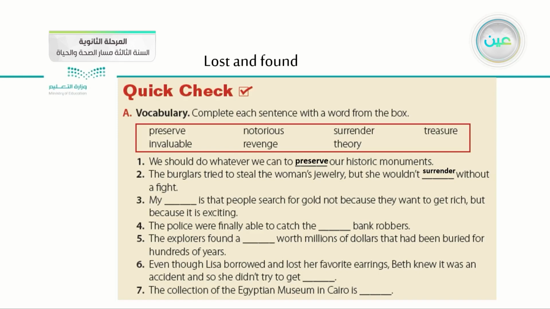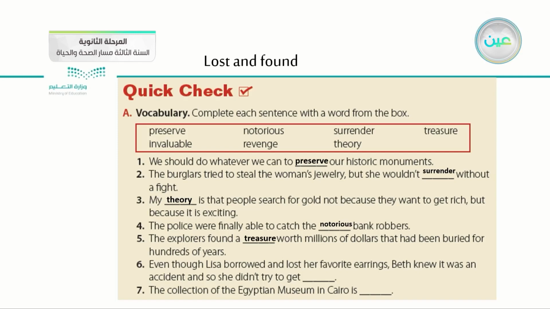People search for gold not because they want to get rich, but because it is exciting. So this is theory. Number 4, the police were finally able to catch the bank robbers. Let's see, what is it? It's actually notorious, okay? This is very good. Number 5, the explorers found a treasure worth millions of dollars that had been buried for hundreds of years. Very good, guys. What about number 6?